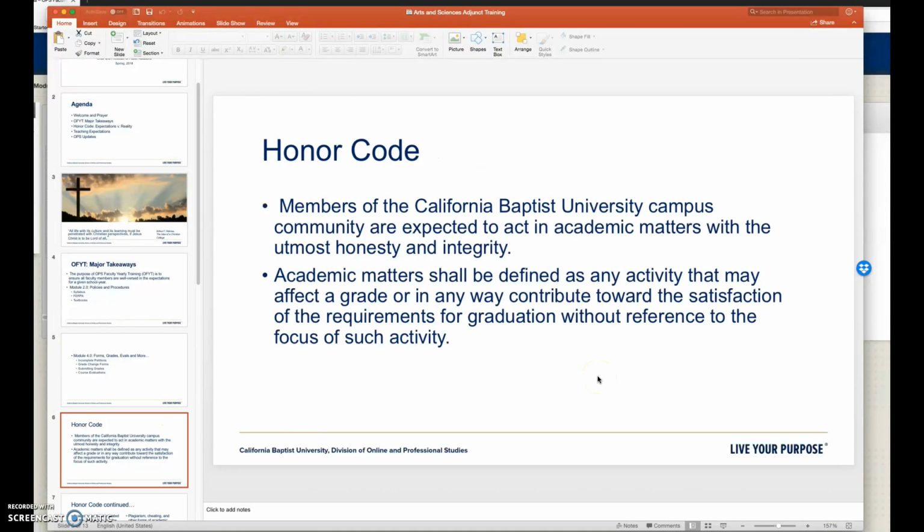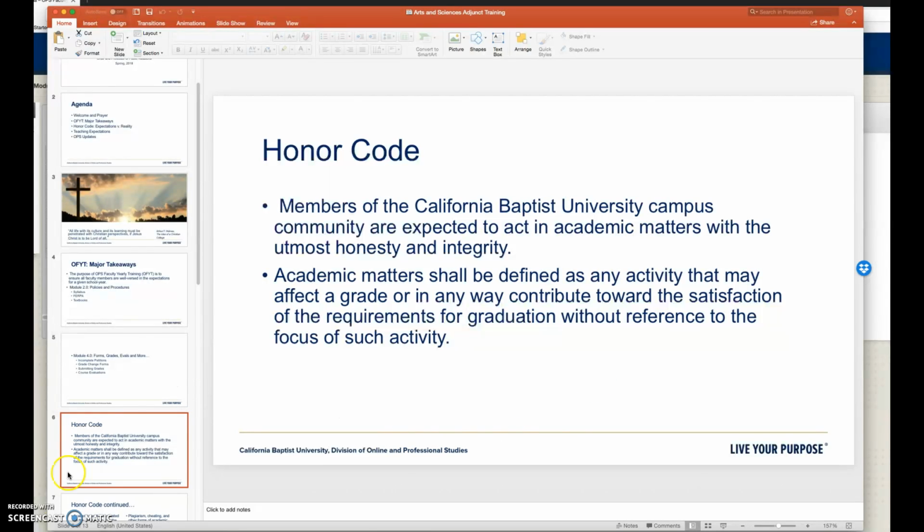So, honor code. Members of the California Baptist University campus community are expected to act in academic matters with the utmost honesty and integrity. Academic matters shall be defined as any activity that may affect a grade or in any way contribute towards the satisfaction of the requirement for graduation without reference to the focus of such activity.